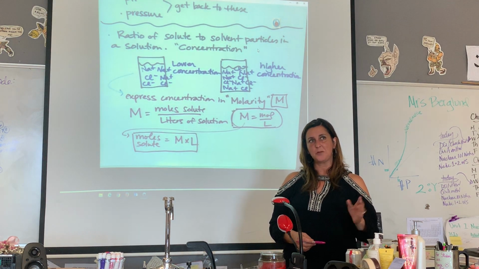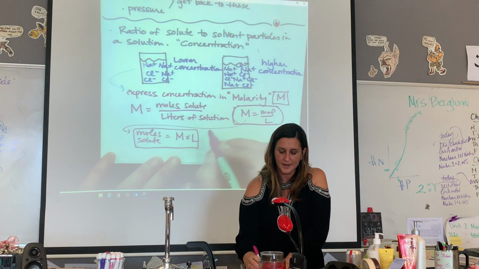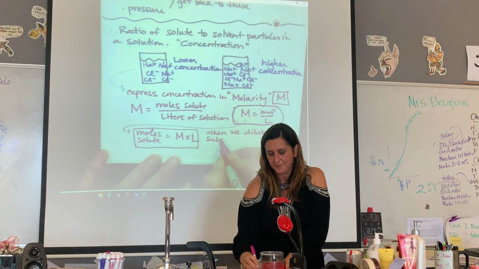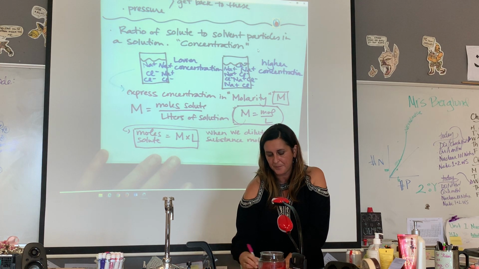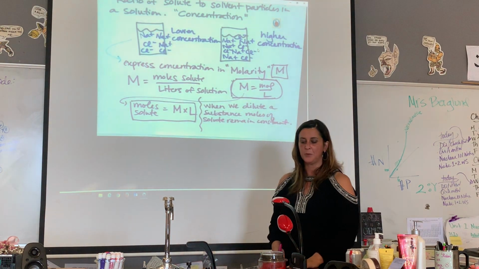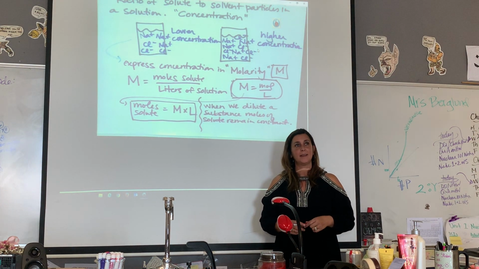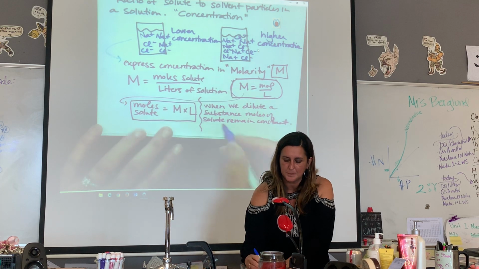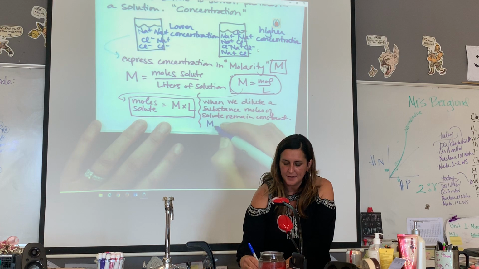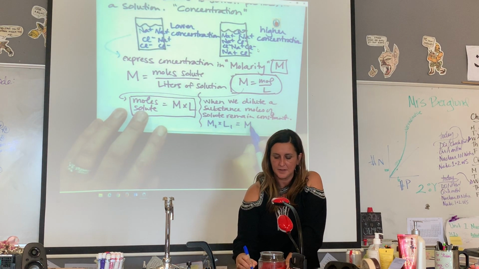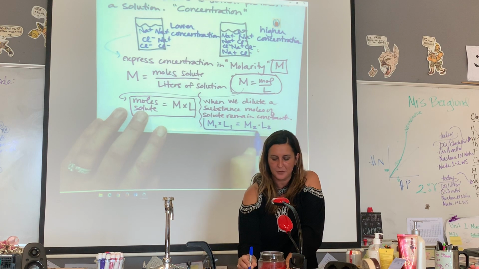And our last equation is going to be about dilution. And what you want to remember is that when we dilute a substance, the moles of solute remain constant. So this is kind of a separate idea here. When we dilute a substance like a solution, the amount of solute doesn't change. And so we can say, if we use this, the moles of solute, we could say that the initial molarity times the initial liters, that comes from before the dilution, is equal to the second molarity times the second liters. So that would be after the dilution.